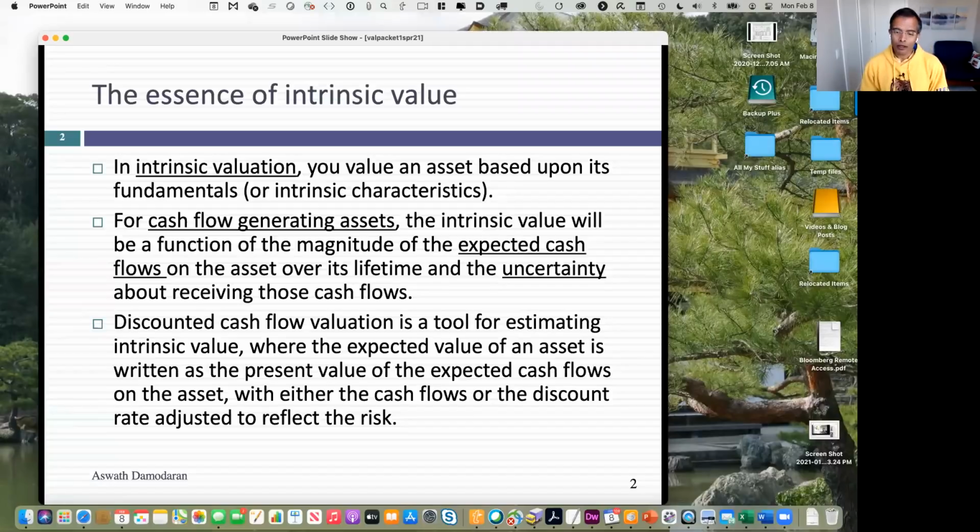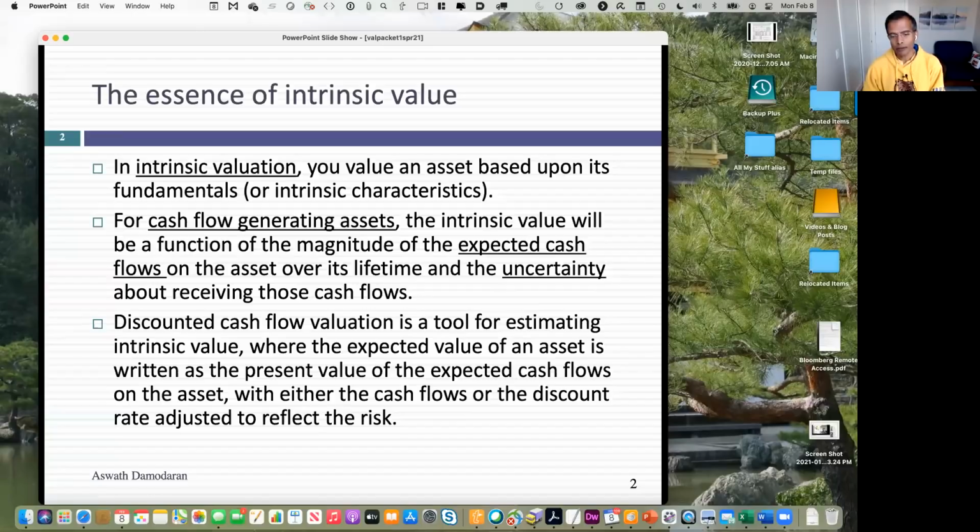So let's talk about intrinsic valuation. I laid the foundations in the intro class, but in intrinsic valuation, you value an asset based on its fundamentals, its cash flows as a business. For cash flow generating assets, it'll mean that you have to come up with the expected cash flows on the asset. And you have to come up with a risk-adjusted discount rate, or the uncertainty has to be somehow adjusted. More uncertain cash flows are worth less than less uncertain cash flows.